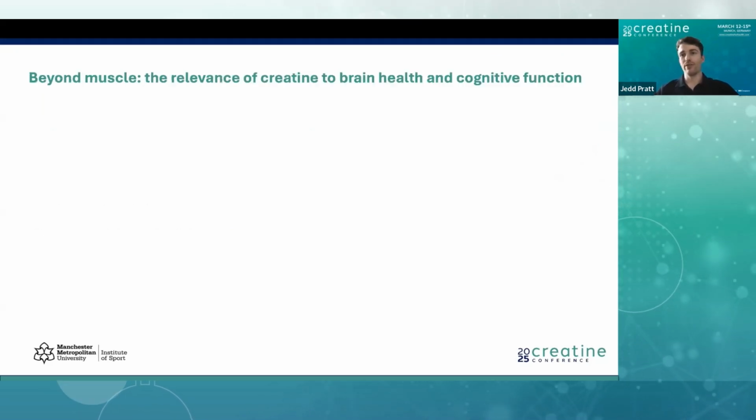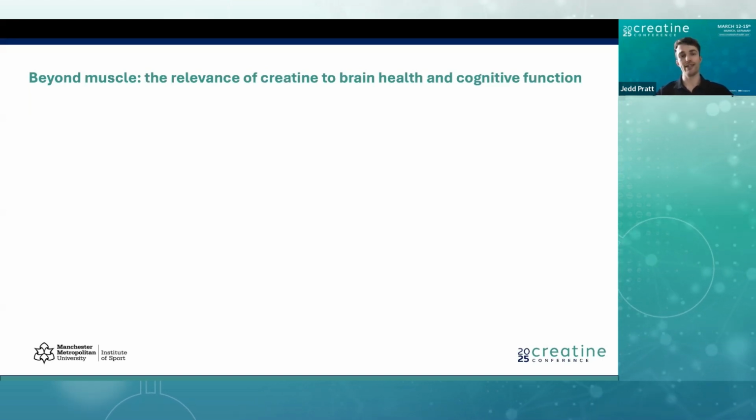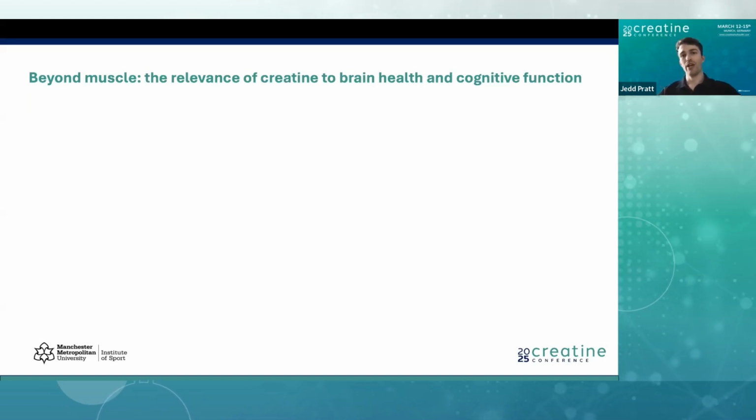So firstly, a bit of background. It's fair to say that creatine is most extensively researched historically in the context of skeletal muscle, but there is definitely an emerging body of literature to show that creatine has applications to a range of different organs and different phenotypes. One of these that has really come to light is the potential role that creatine has in brain health and our cognitive function.